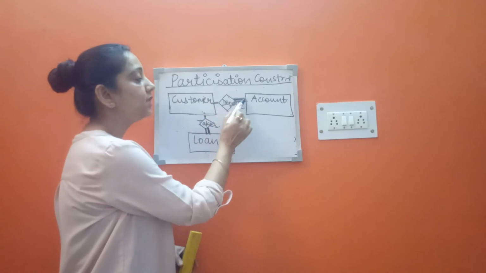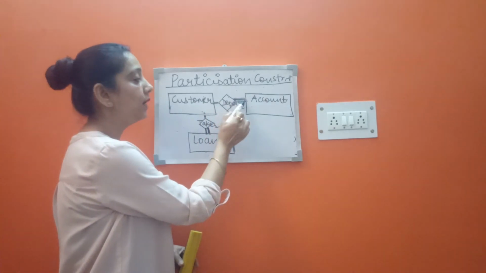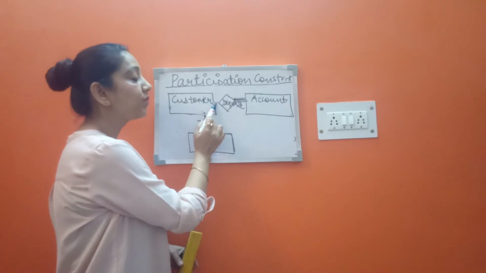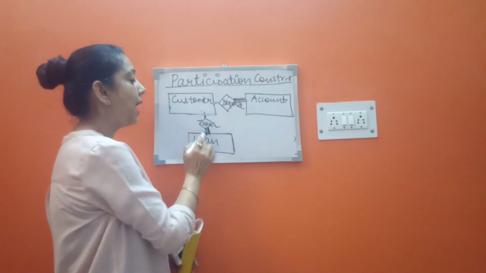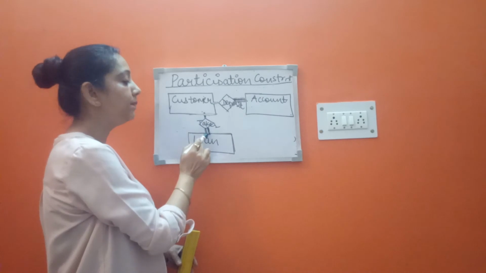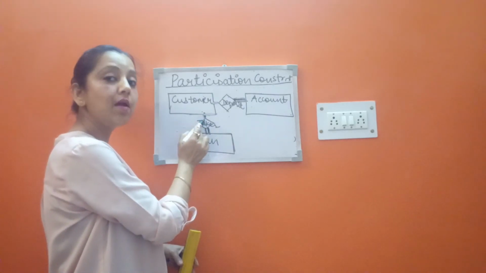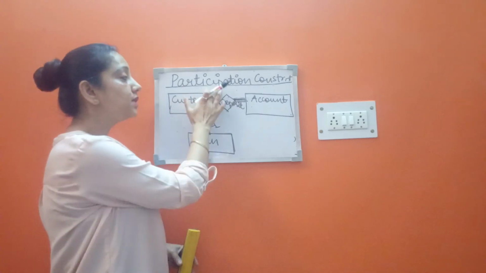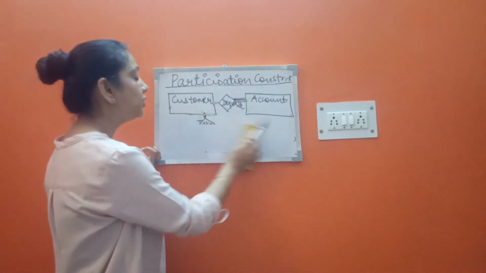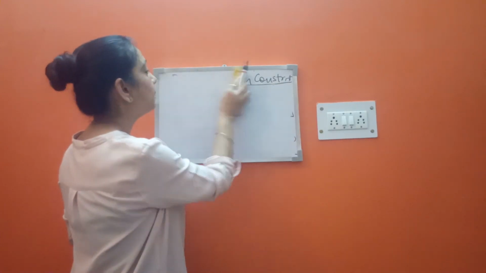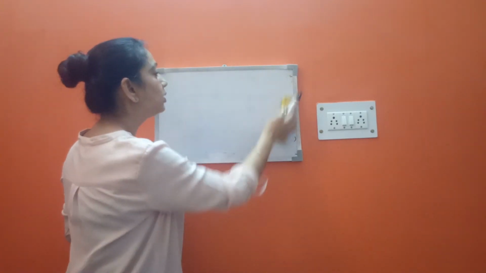And total participation we have depicted through a double line, and partial participation we have depicted through a single line. Here again, the double line depicts the total participation and the single line depicts the partial participation. So this is the concept of partial participation and total participation, and it is a part of the participation constraint.